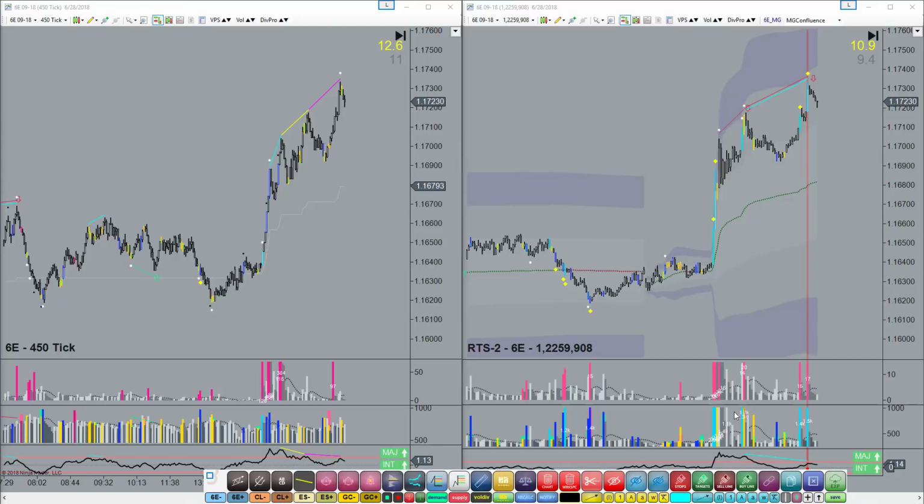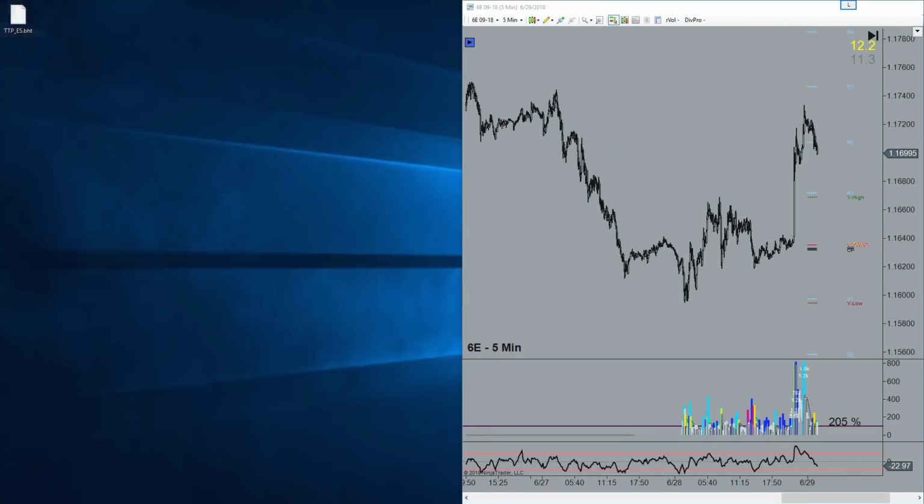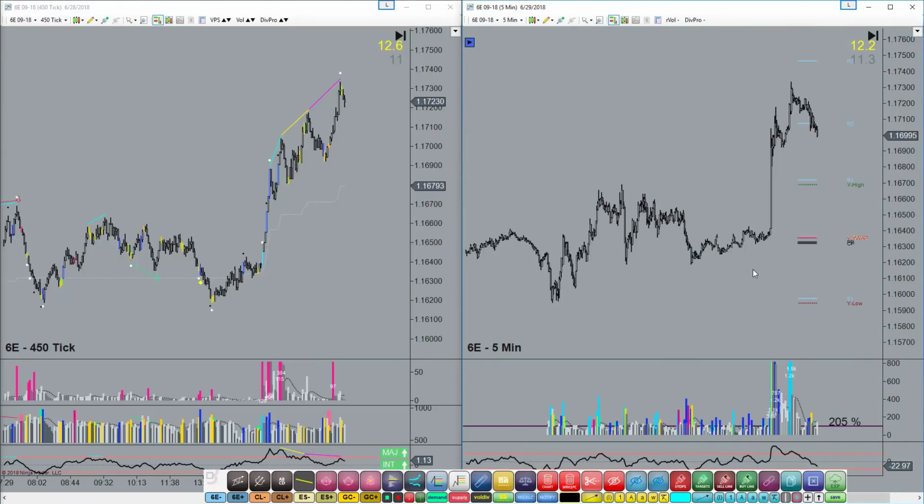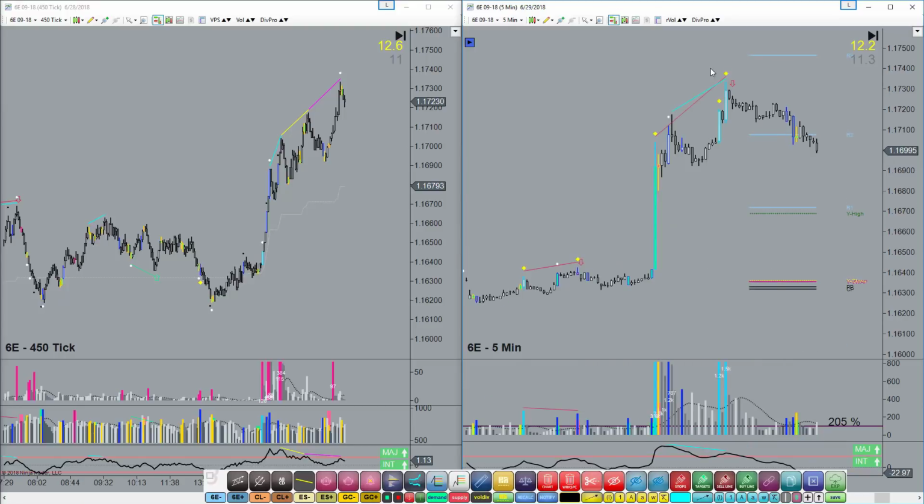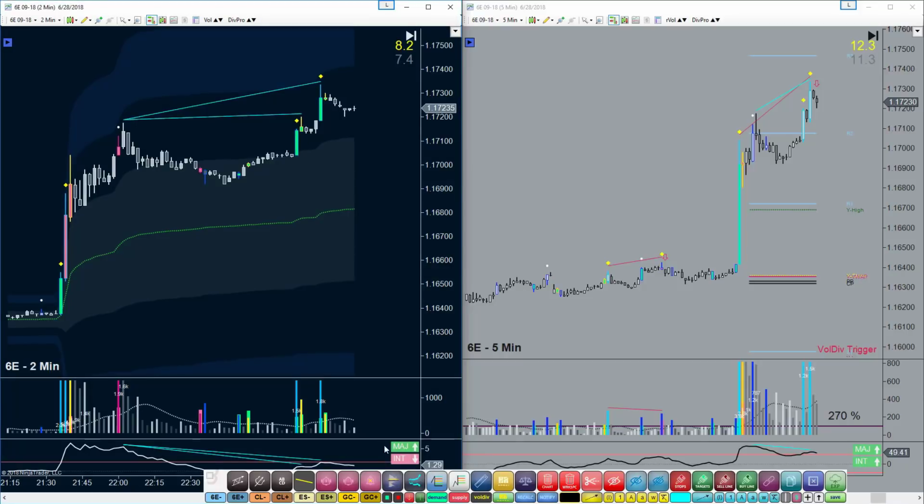So we actually have volume divergence here on this RTS chart, which is 2 times faster than this 450 tick. And then I also have a 5-minute chart, which you see here on the right. And there you can see the big volume divergence. This is relative volume, again, momentum, and then a 2-minute chart.